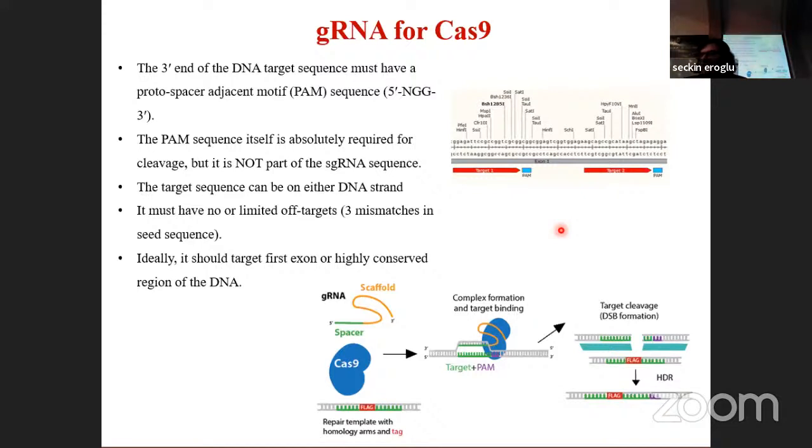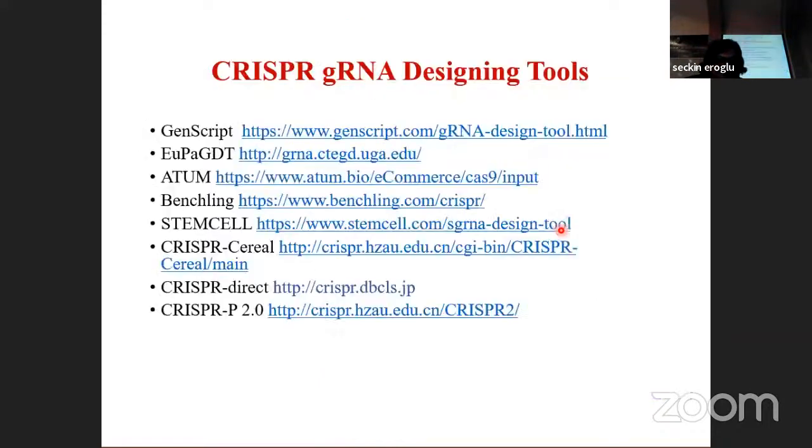If you're talking about mismatches, the limit is 3 nucleotides. If you have 3 mismatches in your seed sequence, as I mentioned earlier, the Cas9 will tolerate that, and it won't go for cleavage. But if the mismatch is away from the seed sequence, then it will definitely produce the off-target, and you have to take care of that. I'll show you a few examples later.